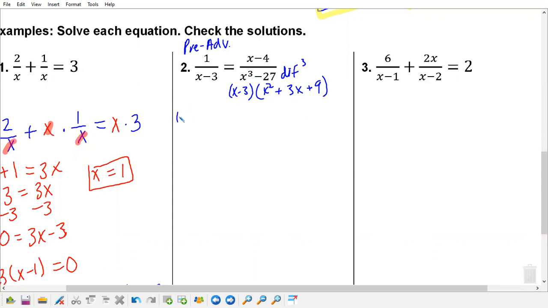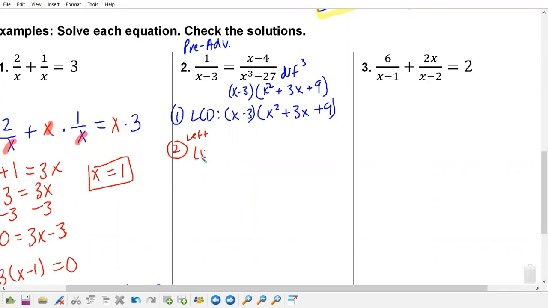So now when I find the LCD, my LCD is actually just the factors of this, because I know I have to have x-3 and I have to have x² + 3x + 9. Step two is to multiply each term by the LCD. I'm going to multiply the left side first, but I don't have enough room to write it all out horizontally.